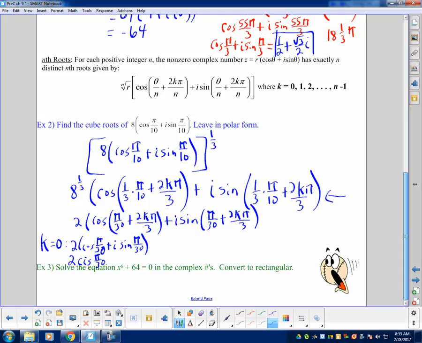What about if k equals 1? Then we have 2 cosine pi over 30 plus, if k is 1, this will be 2 pi over 3. And then plus i sine of the same thing, pi over 30 plus 2 pi over 3.